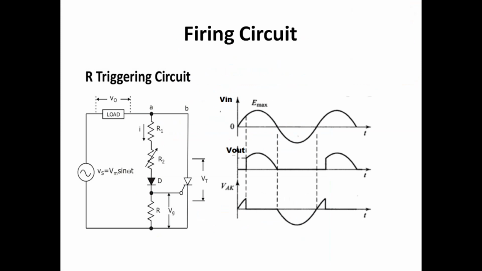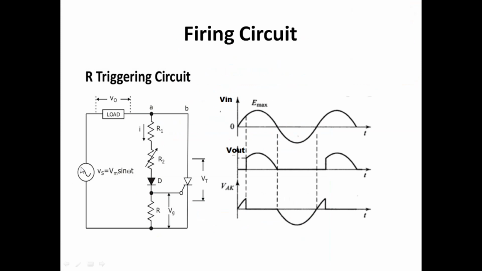How can we trigger the SCR or fire the SCR? By applying a positive voltage in between gate and cathode. Whatever voltage is required to connect to the gate and cathode, that voltage is generated using this firing circuit. Okay, listen here. First we will study the R triggering circuit or R firing circuit. This is a very simple one.